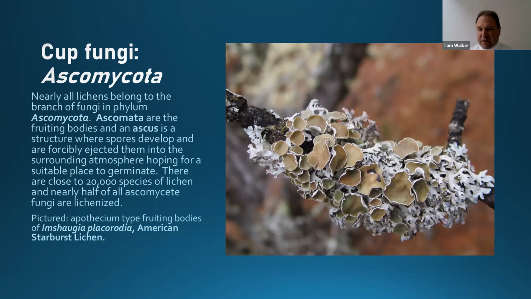This is one of my favorite lichens to photograph. This is American starburst lichen, and all these little brown discs you see, those are the fruiting bodies. And the entire lichen here, we call that the thallus, the body of the lichen.